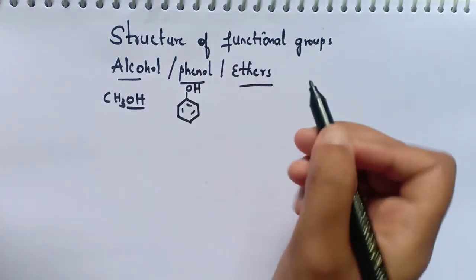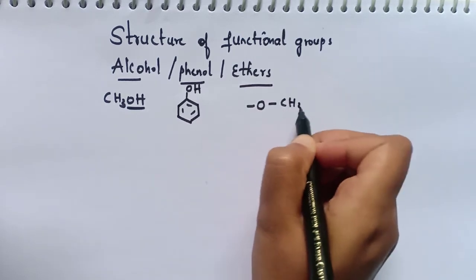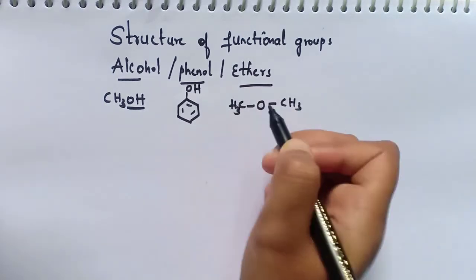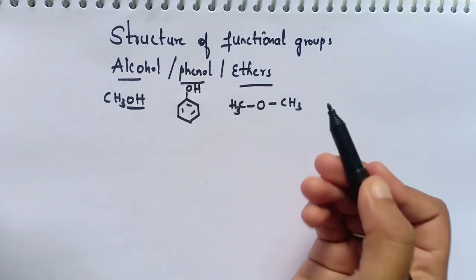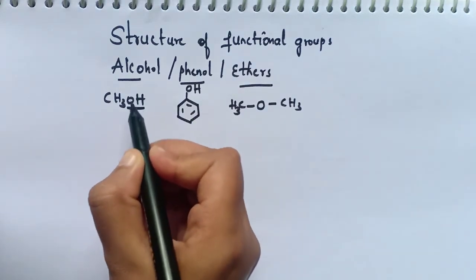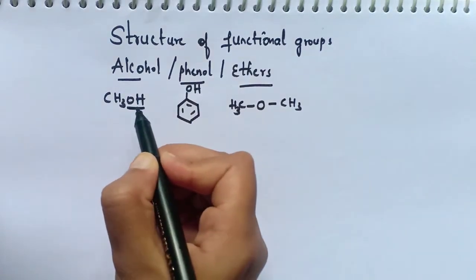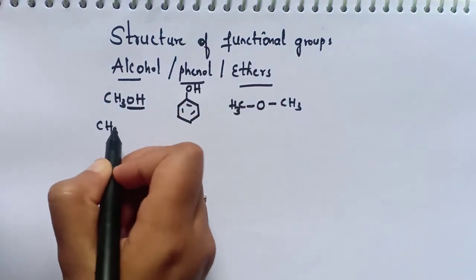Now coming to the ethers, here is an oxygen, and on both sides if hydrocarbons are present, it is nothing but an ether. So it is dimethyl ether. We can also give another definition for the ether. See, in the alcohols and phenols, if the hydrogen is replaced by an alkyl or aryl group, it is also known as ether. See here is a CH3, here is an O.